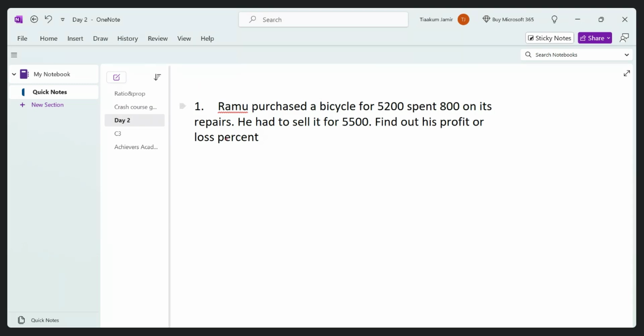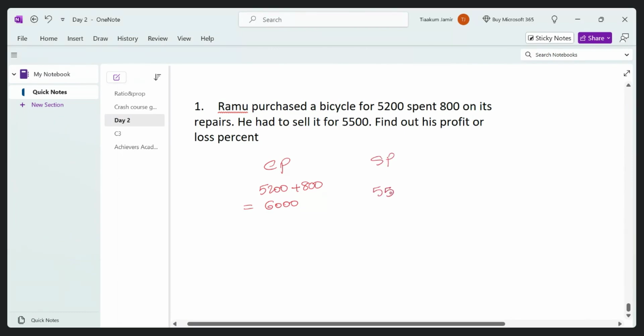Okay. So the cost price is 5,200. Then he spent another 800 more. That means total expenditure was 6,000. Just by observing it, we can say it is a loss because the cost price is greater than the selling price. So here find out his profit and loss.